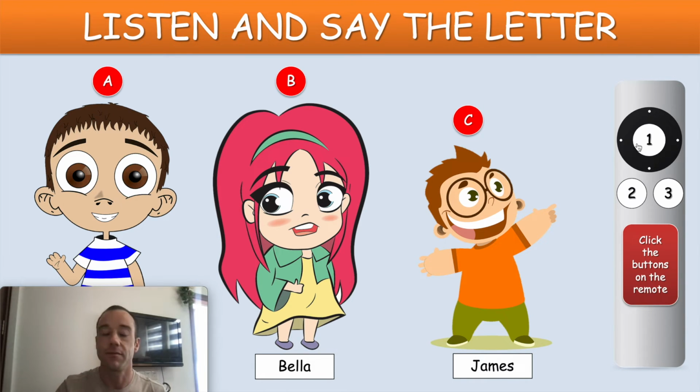Okay, and then they're going to raise their hand and tell you if it's A, B, or C. Okay, you can have them listen a few times if you want. Make sure they know. Okay, then click on another one.